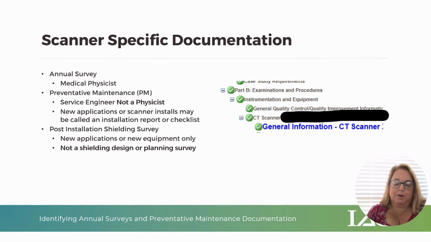It is important to remember that on new applications or scanner installs, this document may be called an installation report or checklist. There's also a third document that you will need if you are applying for a piece of equipment for the first time with IAC, or you have a piece of equipment that you're adding to your facility's accreditation, and that is a post-installation shielding survey.